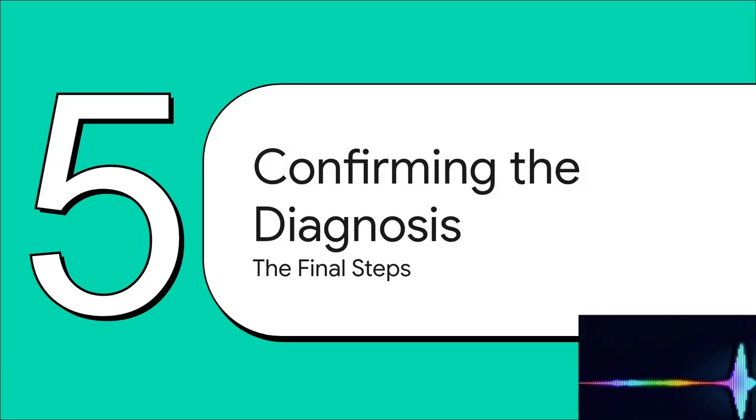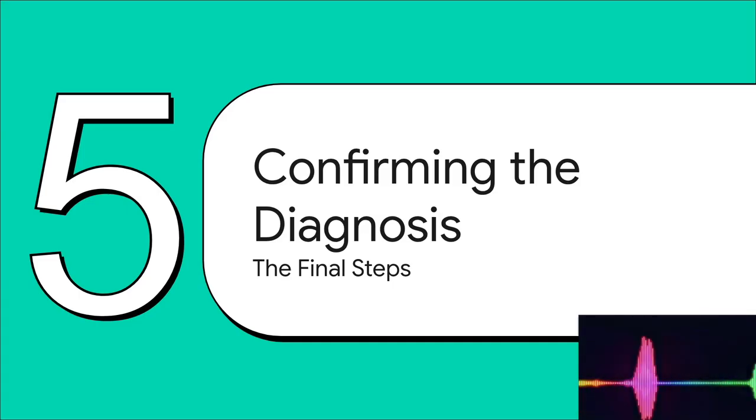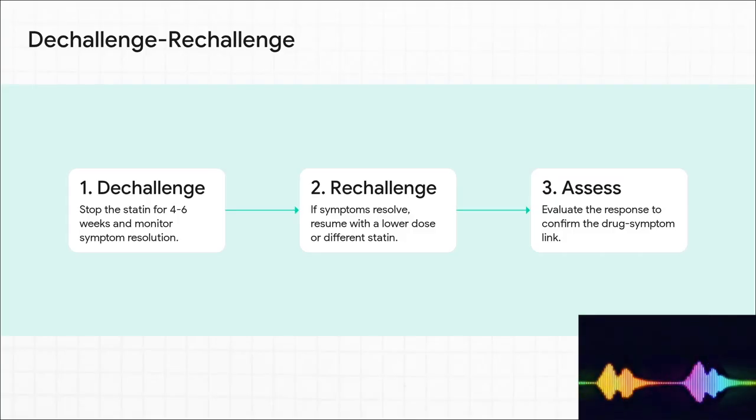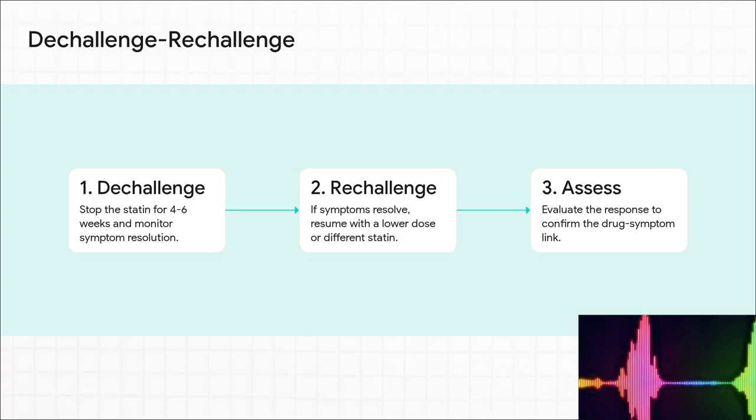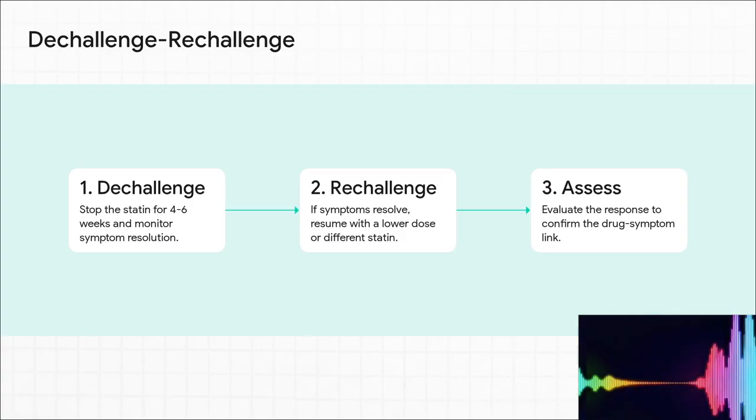Okay, so we've got our 4 potential buckets. How do we actually confirm which one our patient falls into? Let's walk through the final steps that get us from just a suspicion to a rock-solid diagnosis. The gold standard here is a pretty simple process. A de-challenge followed by a re-challenge. Step 1, you stop the statin. Give it about a month or so and see if the symptoms go away. Step 2, if they do, you re-challenge. But you go back in smarter, maybe a different statin or a much lower dose. Step 3 is just to assess. If the symptoms come back, you've pretty much confirmed the link.